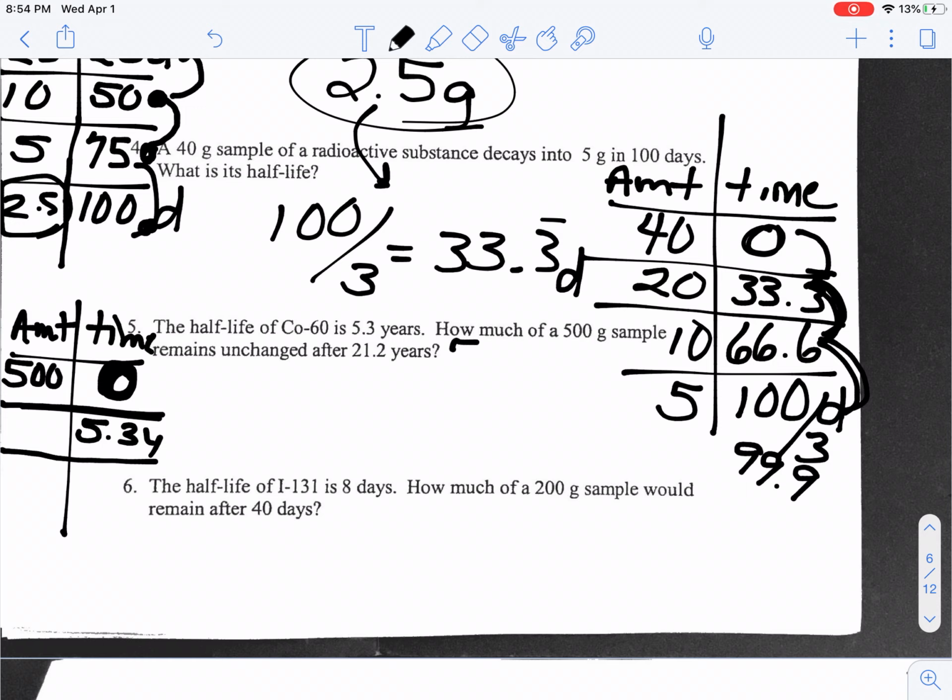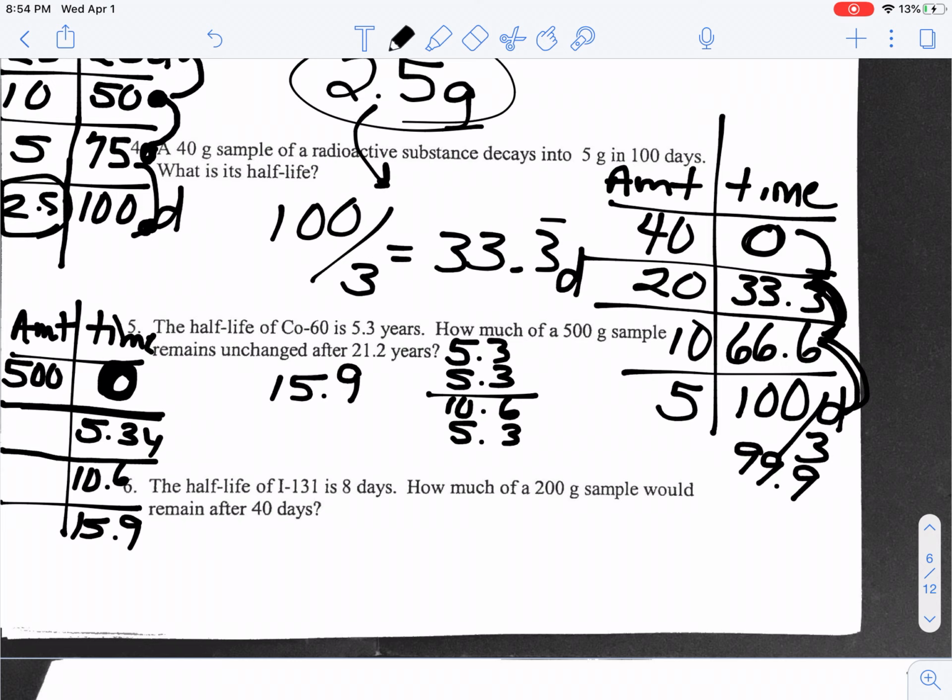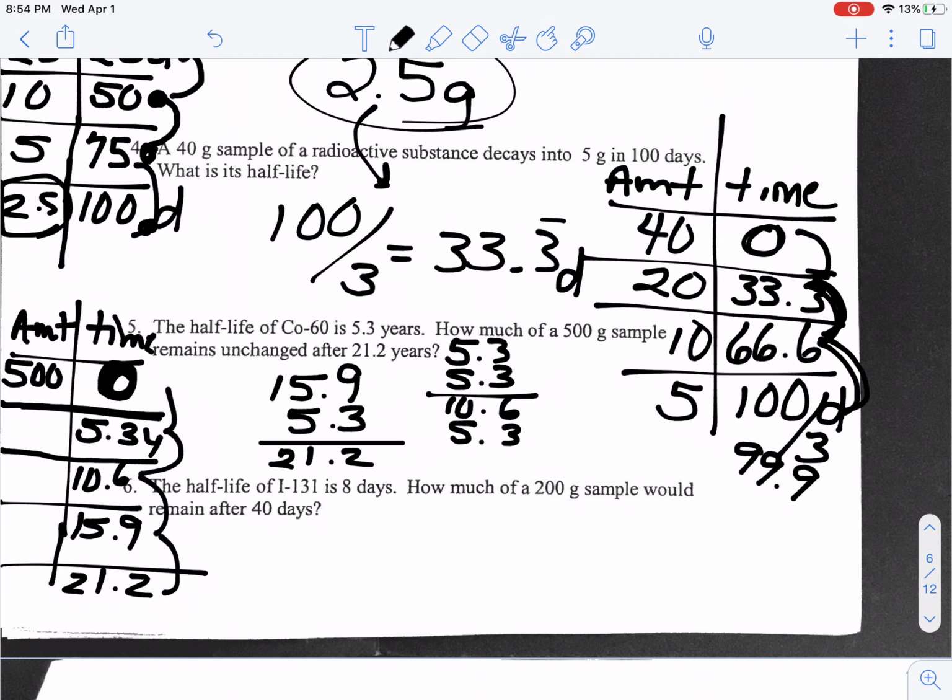So I have 5.3, plus another 5.3 years go by. That would be 10.6, so my next slot would be 10.6. I add another 5.3 onto that, which gives me 15.9, and another 5.3 goes by. Now it looks like I'm up to 21.2. So notice I've undergone 1, 2, 3, 4 half-lives.